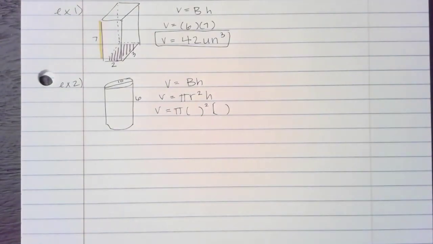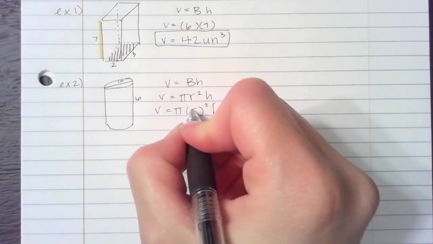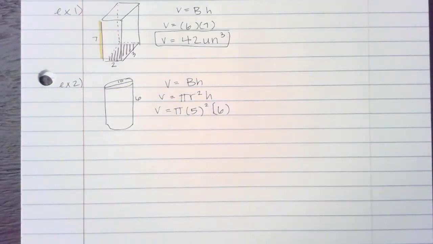Okay, so I need to find the radius, I need to find the height. I did not give you the radius. What is the radius? The radius is 5 because the diameter is 10 and the height is 6.